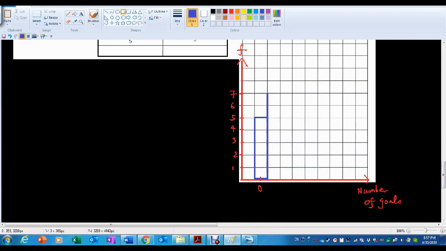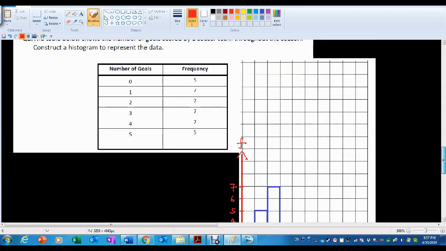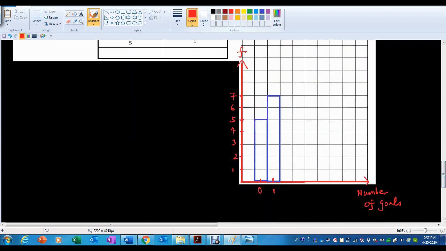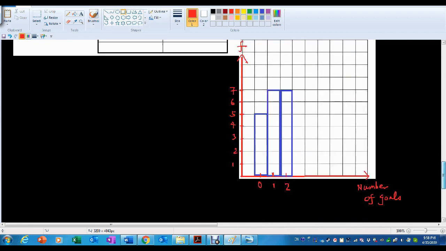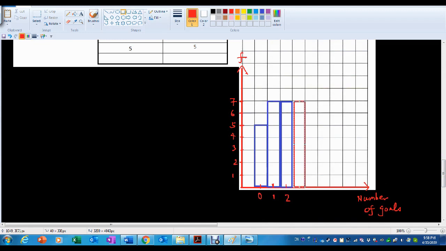Another one, which is 7. Oh, redraw it. So 7 of them. Another one is 2 goals. There are another 7 of them. Remember there should be no gap between the data. And another one, 3 goals, another 7. Oh, I used the wrong color.